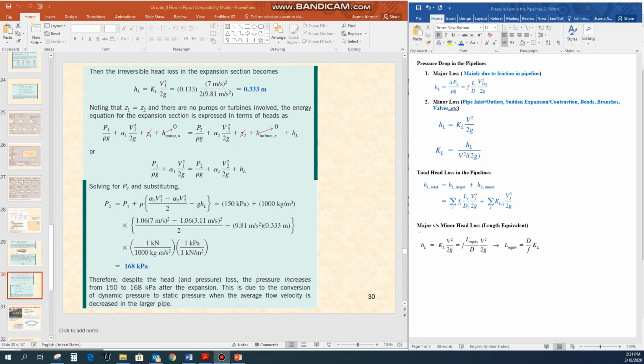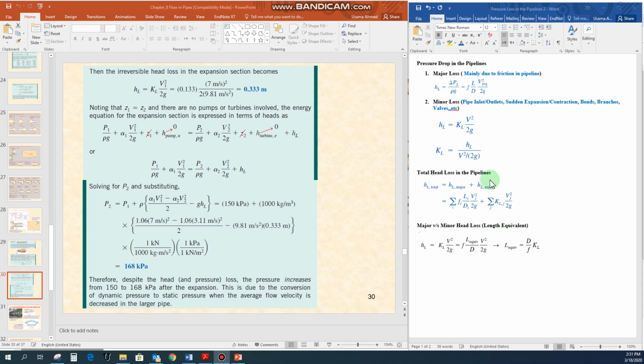There is one more thing in today's lecture: how we can compare the major and the minor head losses in terms of equivalent length. For example, we are dealing with some small component, and we want to see how much length of pipeline would be required to cause the same head loss that can be caused by the small component.